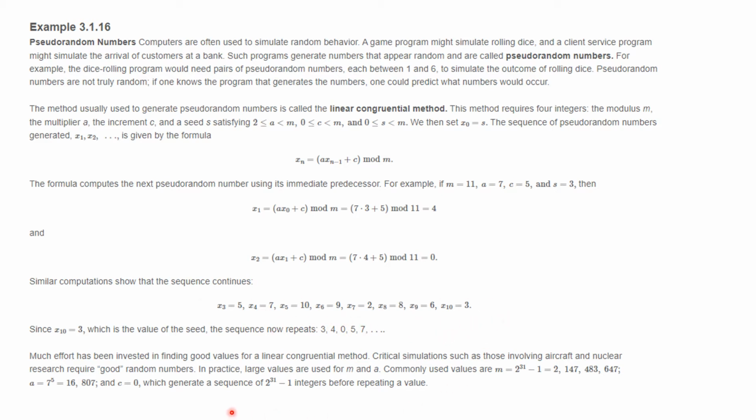So much effort has been invested in finding good values for a linear congruence model, and critical simulations are important for aircraft, nuclear research, and so on and so forth. And we use, in practice, very large numbers for the modulus and a. And these are commonly used numbers, and you can see, wow, those are big numbers. And this generates a sequence of 2 to the 31 minus 1, that's a huge number of integers before repeating a value. Okay, so there is another application of functions.